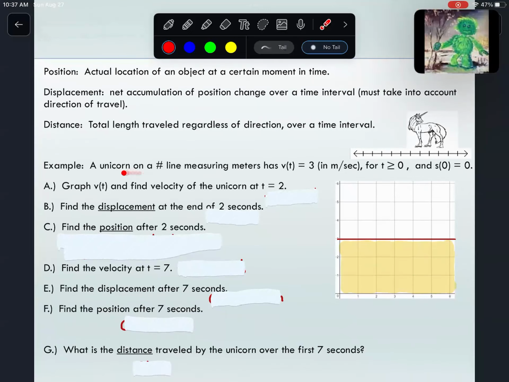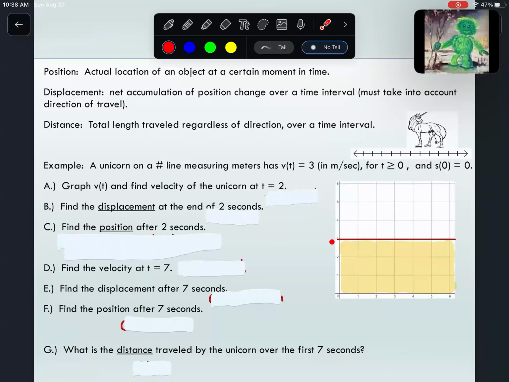We've got a unicorn that lives on a number line. The unicorn has a velocity of 3 meters per second as time is bigger than 0. S here, let's assume, represents position. So the unicorn starts at 0 on the number line. And the first task is to graph the velocity. It's pretty common with this kind of work to graph a rate of change. And then find the velocity at t equals 2.